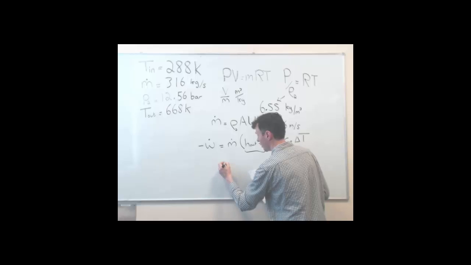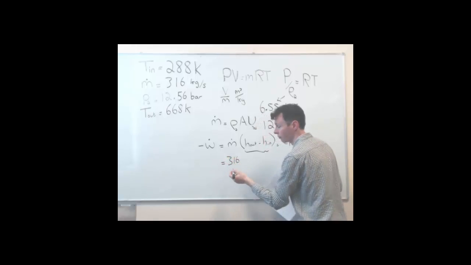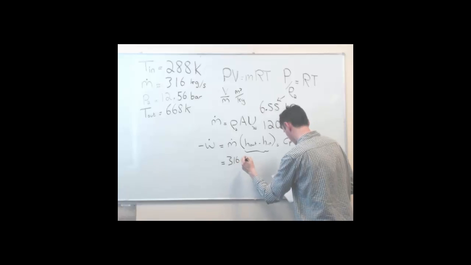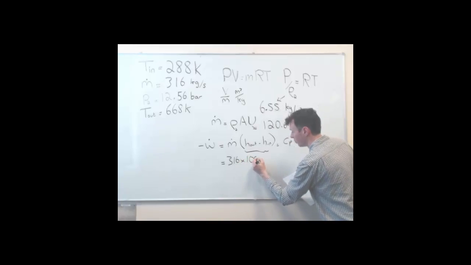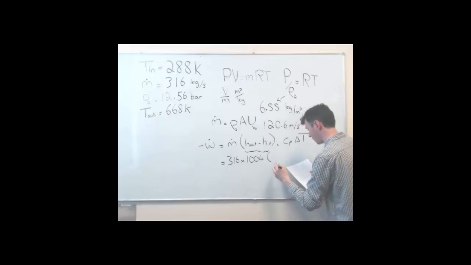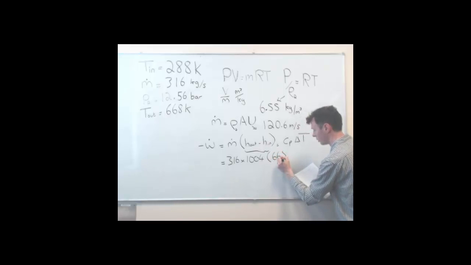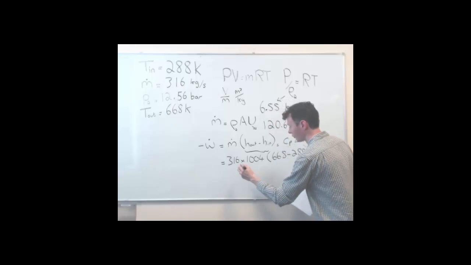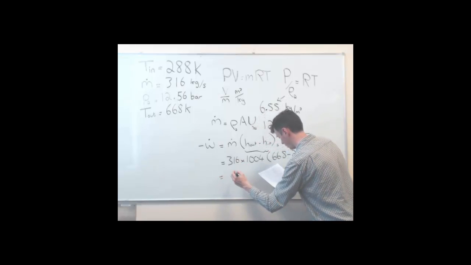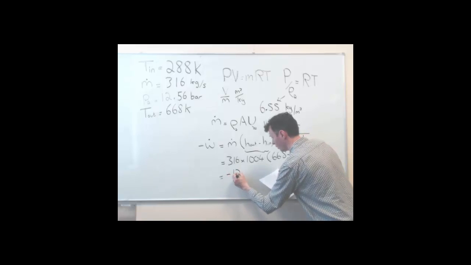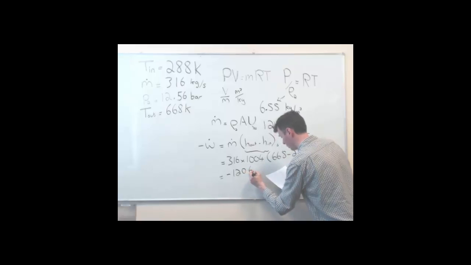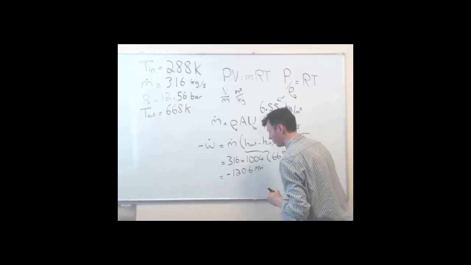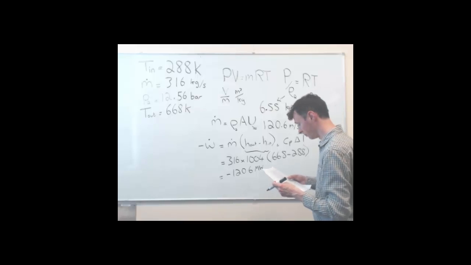Okay, so really simple. The work done on the gas is just the change we've made to its enthalpy. So stick the numbers in: 316, which is our mass flow rate, times Cp 1004, and then our delta T, which is 668. That equals minus 120 megawatts.